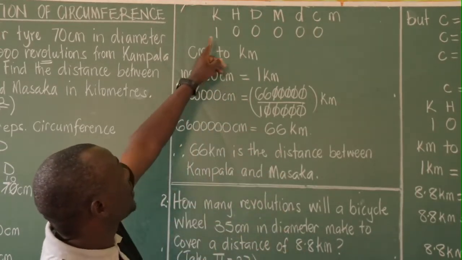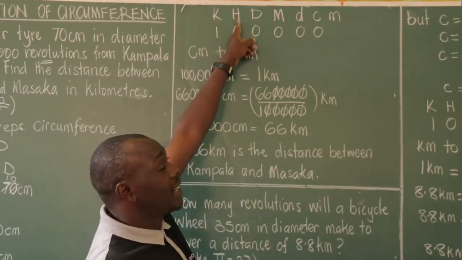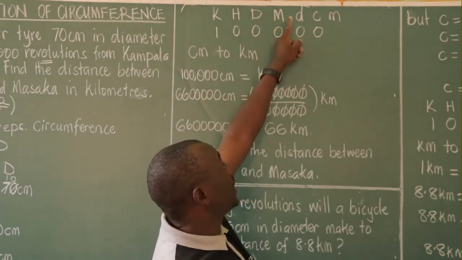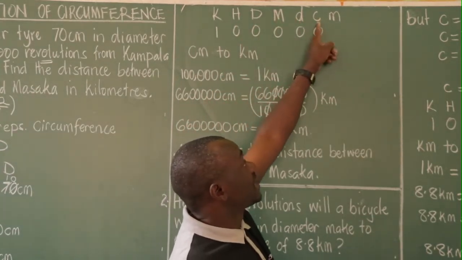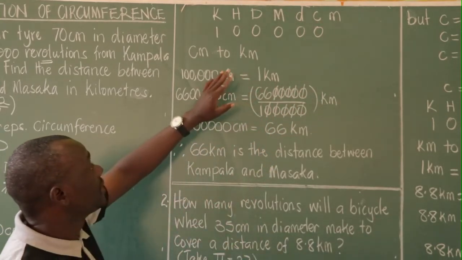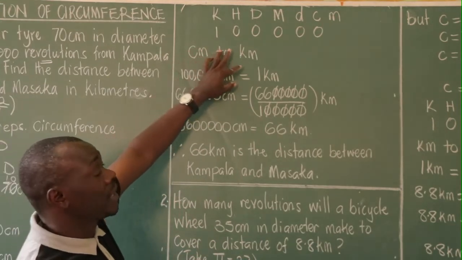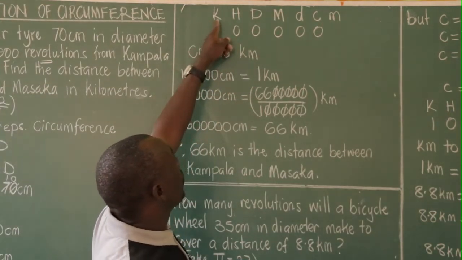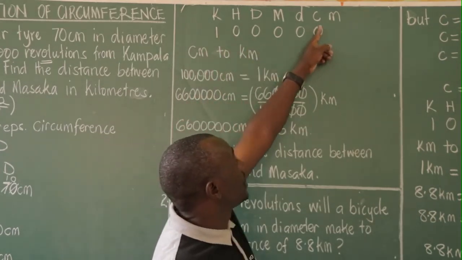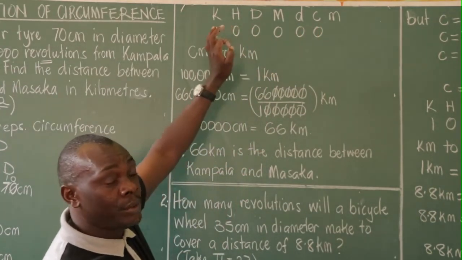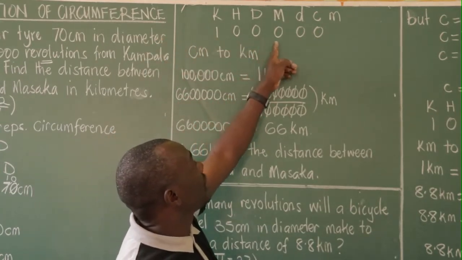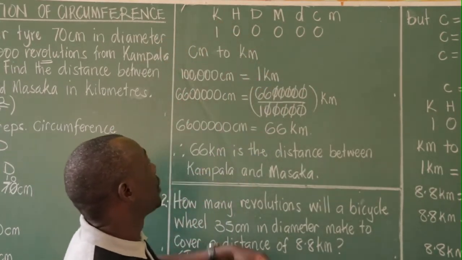So this is kilometer, hectometer, decameter, meter, decimeter, centimeter, and millimeter. Our concern is centimeter as well as kilometer. So write 1 against a kilometer, then write zeros up to the centimeter. In that way, you will have developed a fact that 100,000 centimeters make a kilometer.